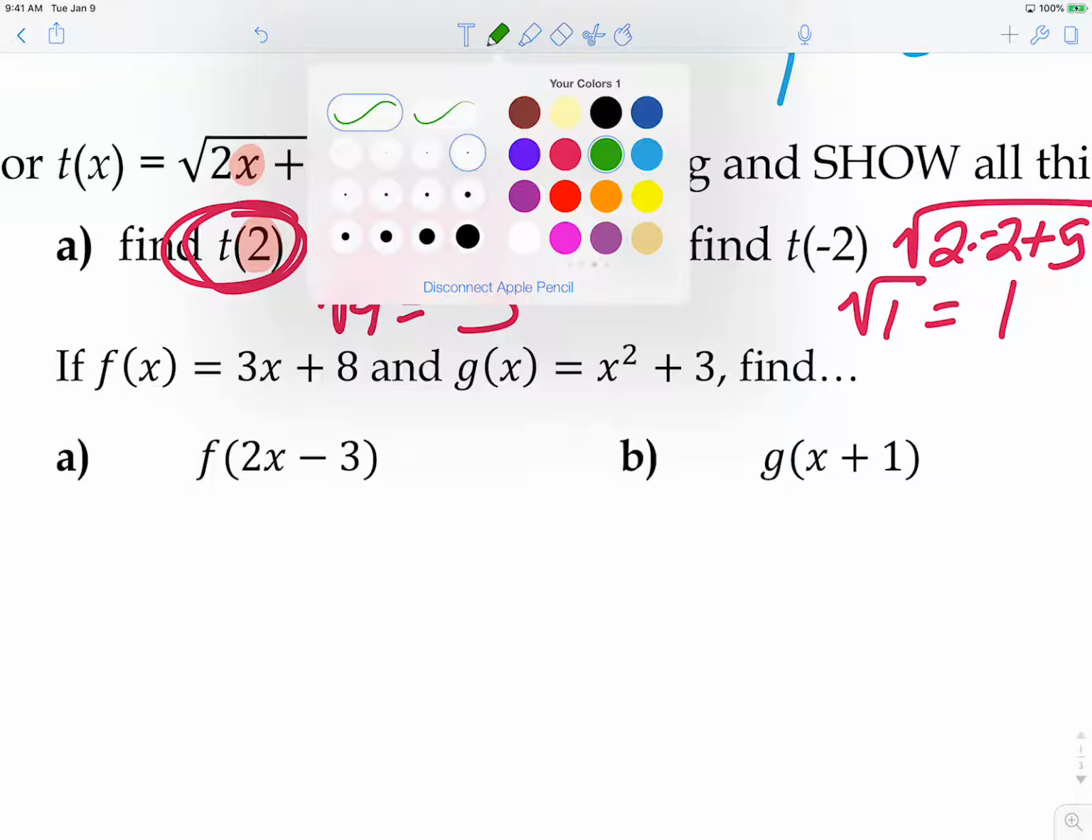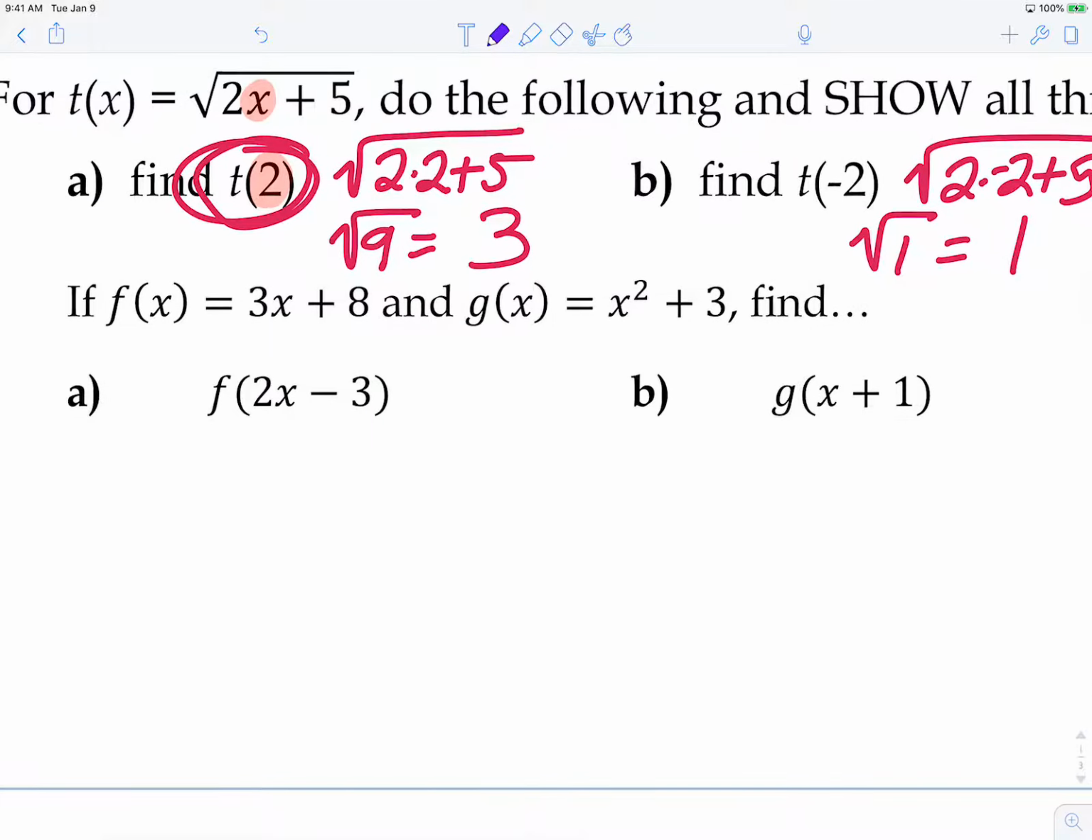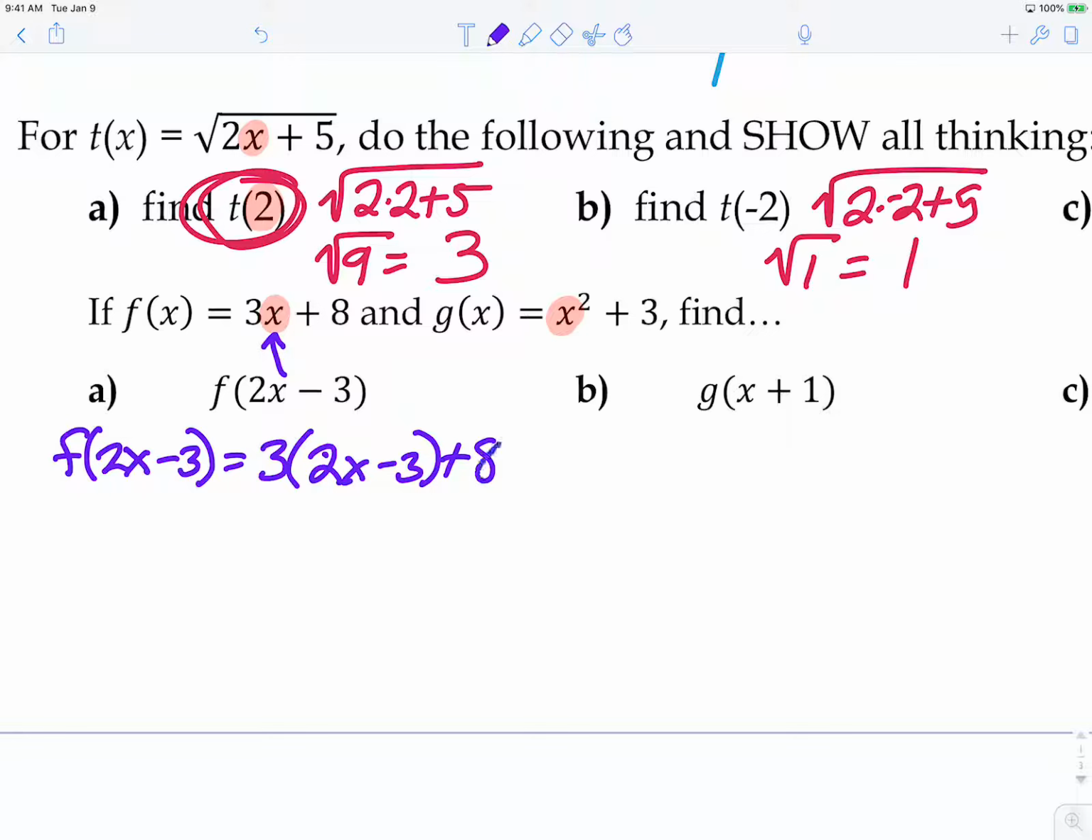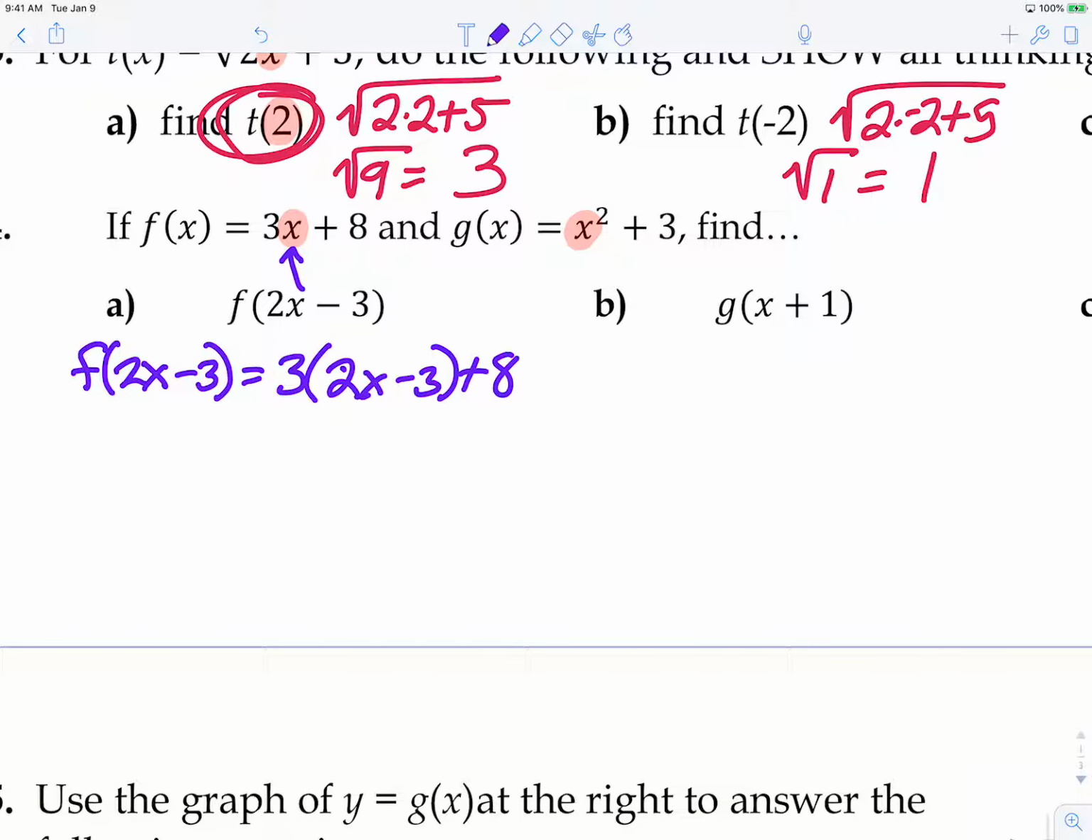Okay, this is practicing not just putting in a number, but putting in an expression where x is. So we're going to put an entire expression where x is for those equations. So for my f of 2x minus 3, I'm going to put 2x minus 3 where that x is. So I have f of 2x minus 3 is 3 times 2x minus 3 plus 8. I just substituted. This ends up being a distributing problem, which is 6x minus 9 plus 8. So if I were to combine like terms, I would get 6x minus 1.